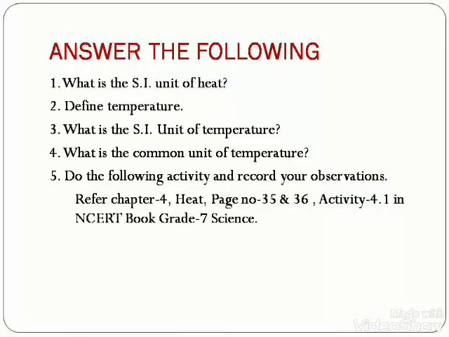Answer the following questions. What is the SI unit of heat? Define temperature. What is the SI unit of temperature? What is the common unit of temperature? Do the following activity and record your observations. Refer to chapter 4, Heat, page numbers 35 and 36. Activity 4.1 in the NCERT book.